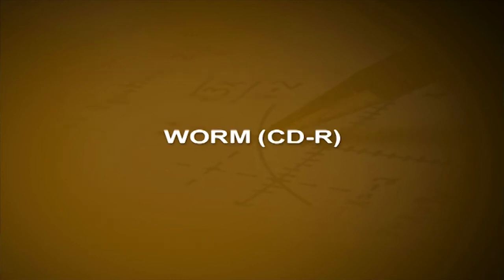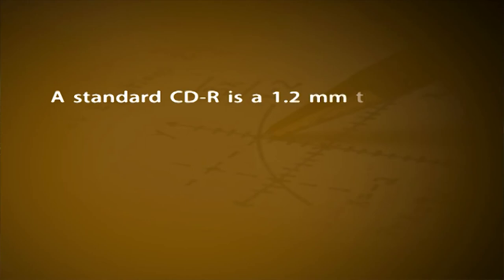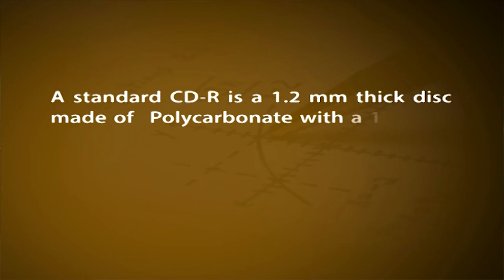WORM, that is CDR. Compact disc recordable is a type of write once, read many WORM compact disc format that allows one-time recording on a disc. CDR retains a high level of compatibility with standard CD readers. A standard CDR is a 1.2 mm thick disc made of polycarbonate with a 120 mm or 80 mm diameter.